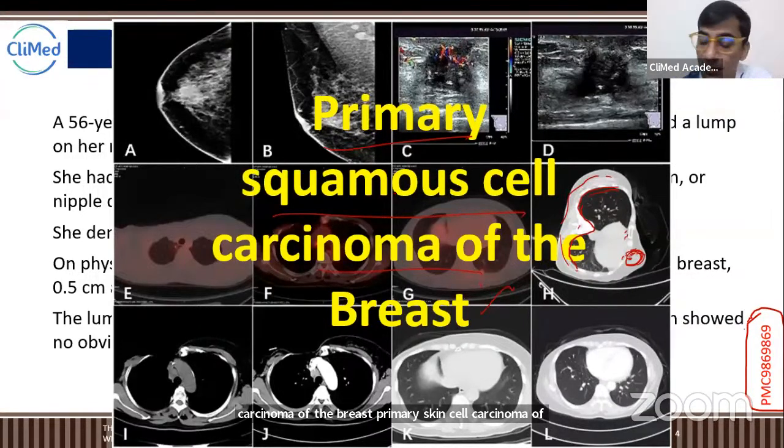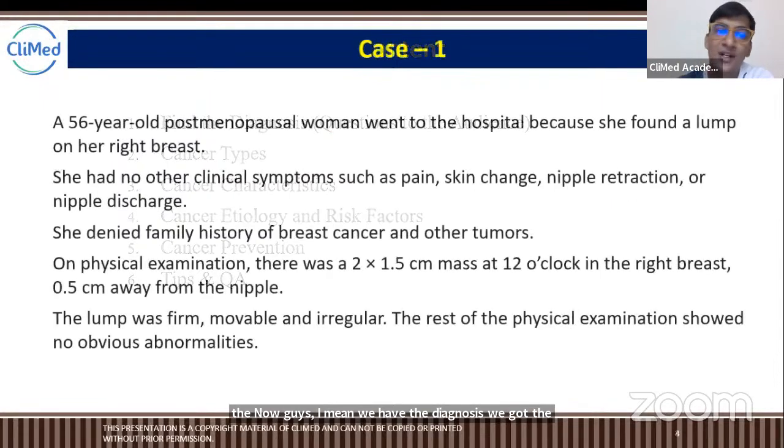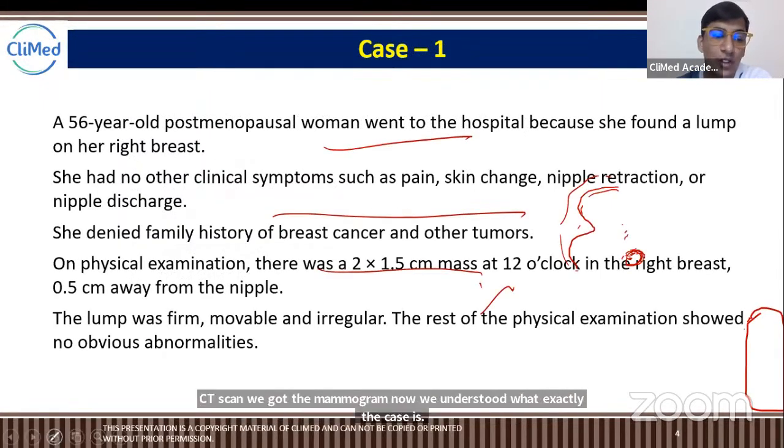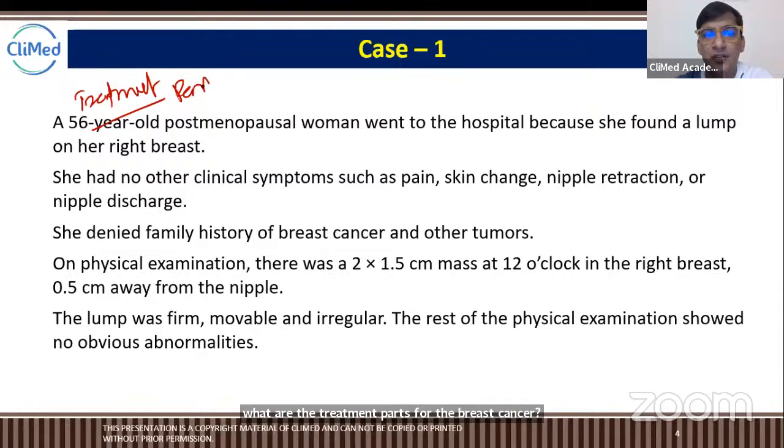Now guys, we have the diagnosis, we got the CT scan, we got the mammogram, and now we understand what exactly the case is. Now my question is, can someone tell me what the treatment options for breast cancer are? Just a general overview.